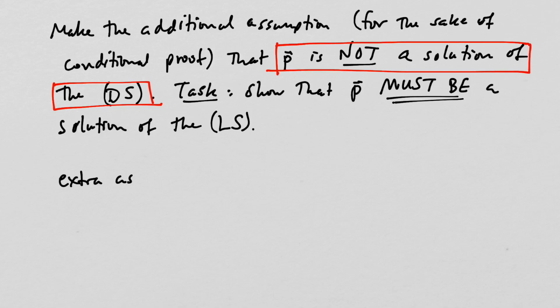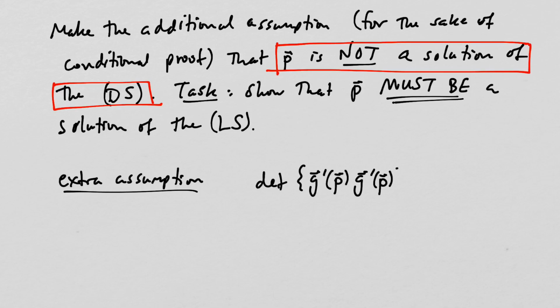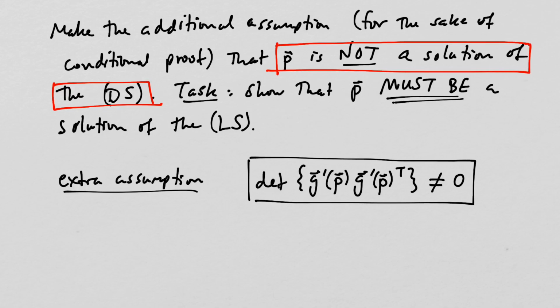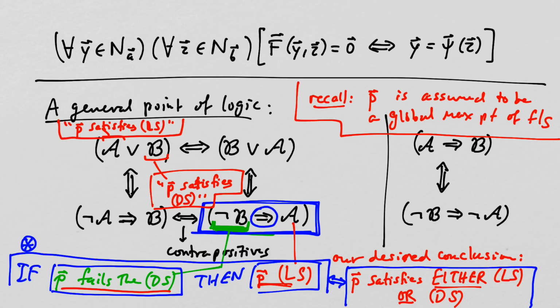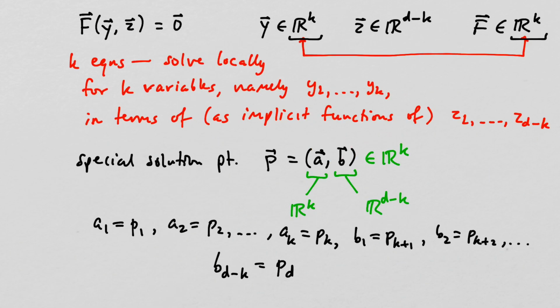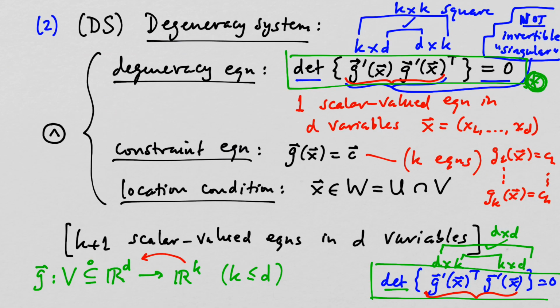Our extra assumption really means that the determinant of G prime of P times G prime of P transpose is not 0. Now you might balk at that, because if we go back and look at the degeneracy system, we remember that it really is a pair of equations. Actually, no, it's 3 conditions. So if P fails to satisfy that conjunction, well, there are a number of ways that can happen.